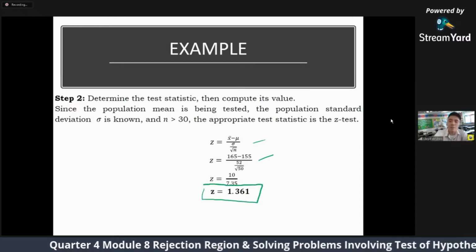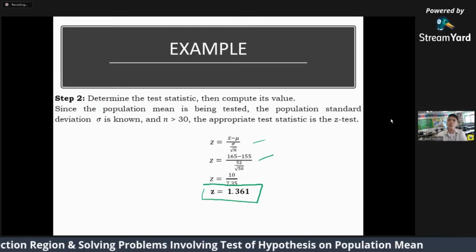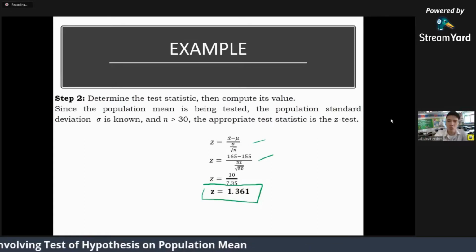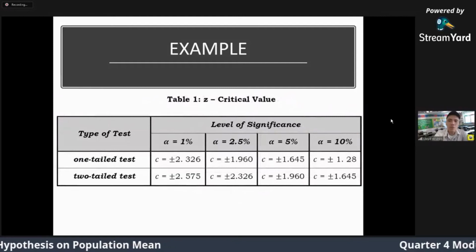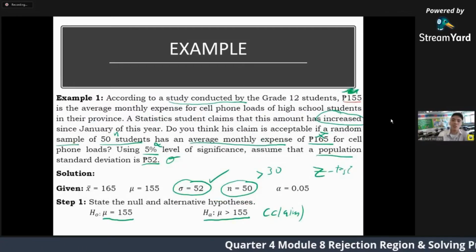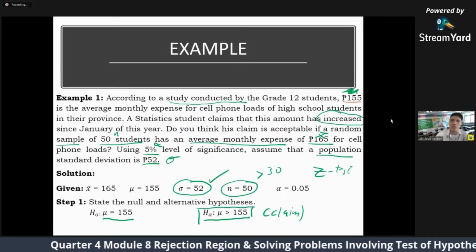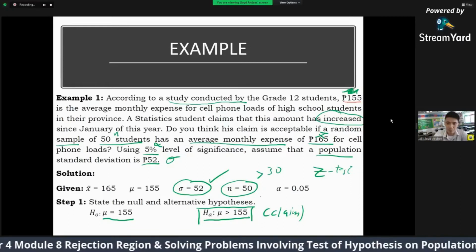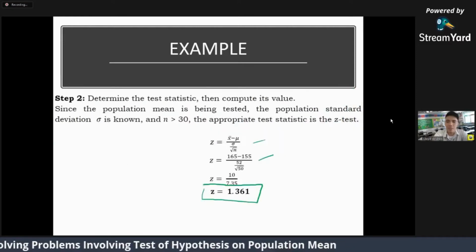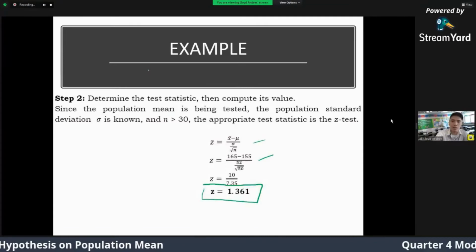For the third step is to determine the critical value. So, to determine the critical value, z-test man ta, di ba? Ang question is, gamit ta og table. Unsa nga kuan? One tail, two tail. Since tan-aw sa ato ang alternative. Since greater than ang atong alternative, it is a one-tail test. Specifically, right-tail test.